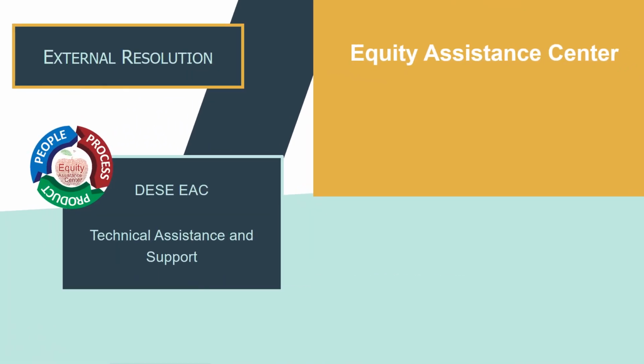Those opportunities are managed by the school system, but external resolution avenues are also available to parents. A complaint may be filed with the Equity Assistance Center here at the Division of Elementary and Secondary Education. The Equity Assistance Center guides school districts and charter schools along with providing technical assistance to the institution.